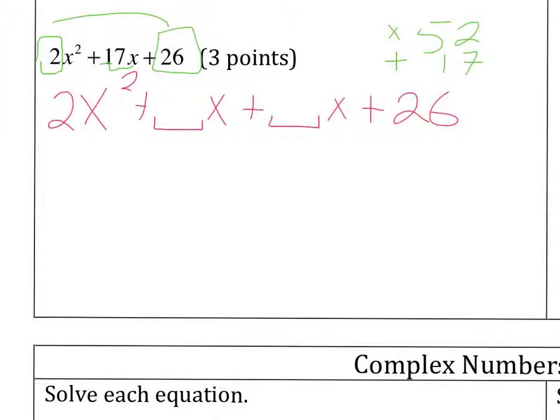Numbers that multiply to 52. I know I've got 52 times 1. That doesn't add up to 17. I know I've got 26 times 2. That also doesn't add up to 17. I've got 13 times 4. That does add up to 17. Okay, 13 and 4. If I plug these in, the stuff that's common between a 2x squared and 13x is just going to be an x, right? So I get x times 2x plus 13.